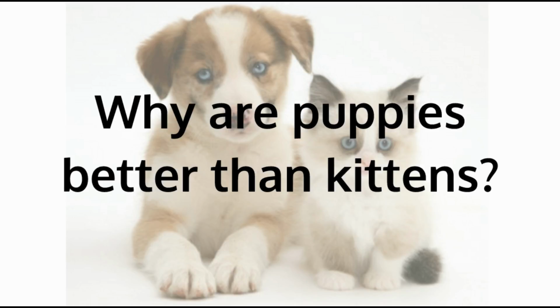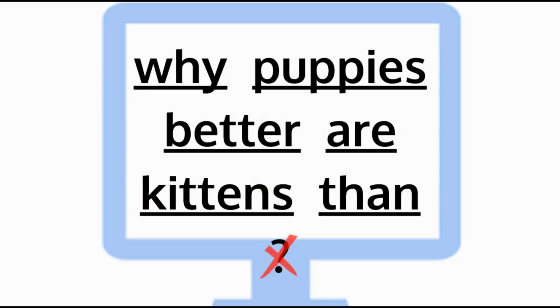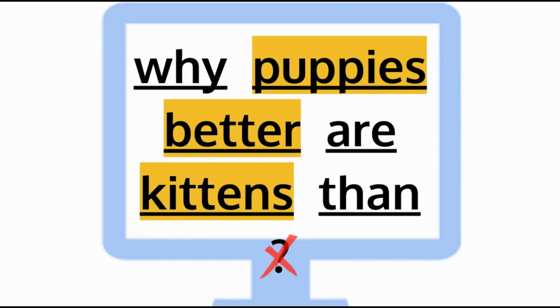So if we ask a question to Google, as we often do, like why are puppies better than kittens? Google is not interpreting this question the same way we would as humans. It's more like why puppies better are kittens than. It interprets these words individually. And I think we can all agree there are definitely some keywords in this phrase that are much more important than others. So the first tip when you're using Google search is to just use keywords. Don't ask full phrases of Google.